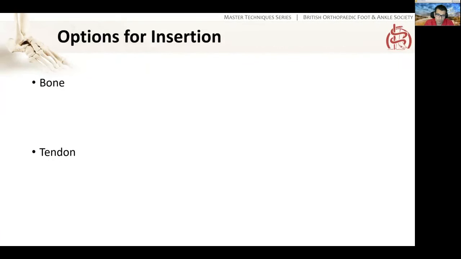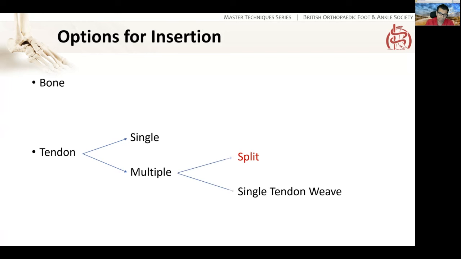Options for insertion, you can insert it into bone or tendon. If you're inserting it into tendon, you can do a single tendon, which I rarely do because I think that's often not as balanced as multiple tendons. If you're putting it into multiple tendons, you can either split it or take one tendon and weave it through multiple. And I usually split it unless the tendon looks a bit weedy, in which case I'll do a single tendon weave. How do you decide?